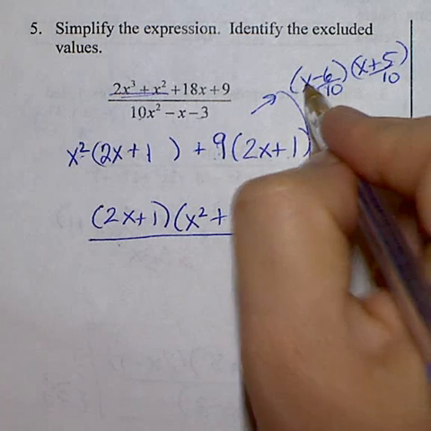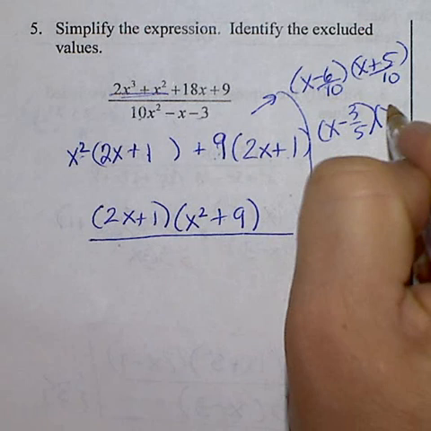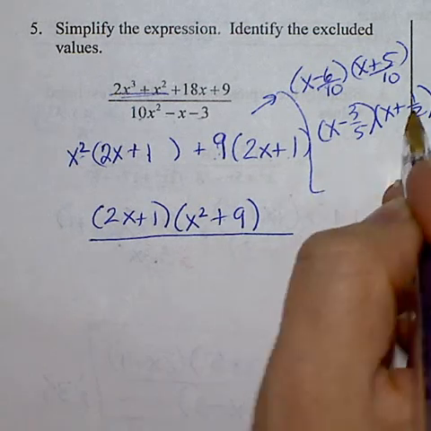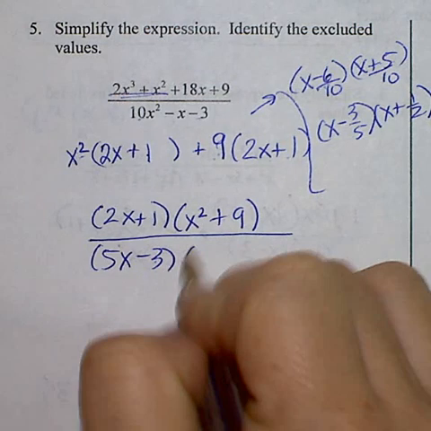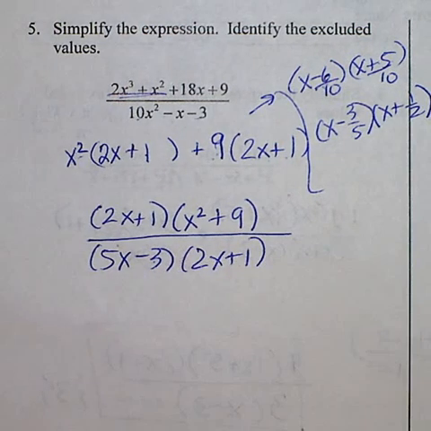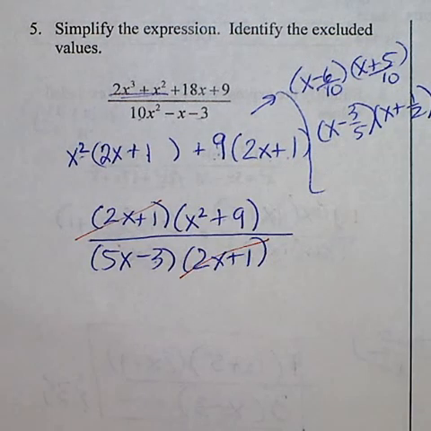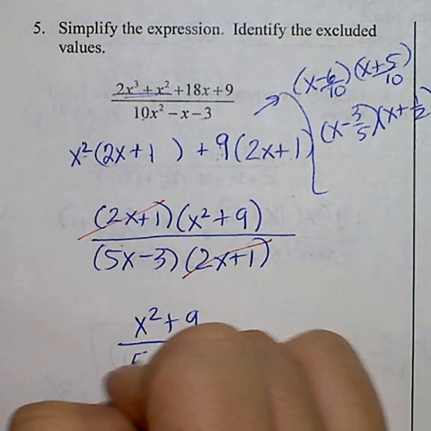So this is going to reduce to 3/5. This is going to reduce to 1/2. And now as I write it in the denominator of the simplified version, I'm going to push up the 5 and the 2. 5x minus 3 and 2x plus 1. Whatever's in the top can be canceled in the bottom if they're exactly the same. And my final answer will be x squared plus 9 over 5x minus 3.